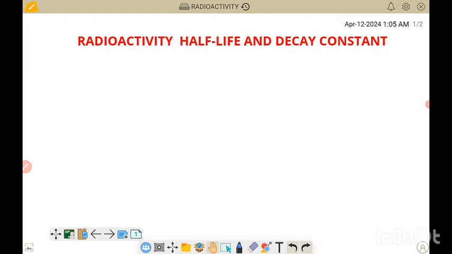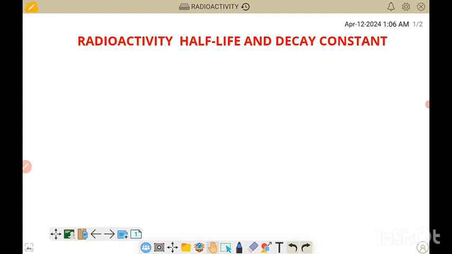Today we shall be considering radioactivity, and basically we are going to be looking at calculations under this topic from past questions from different examinations. We are going to talk about terms such as half-life and decay constant. But just before we go into the calculations, let's quickly consider some important formulas that we're going to be using.